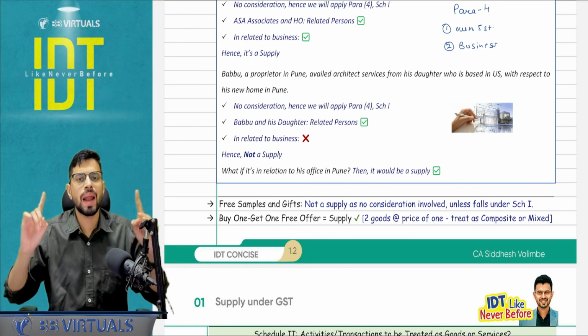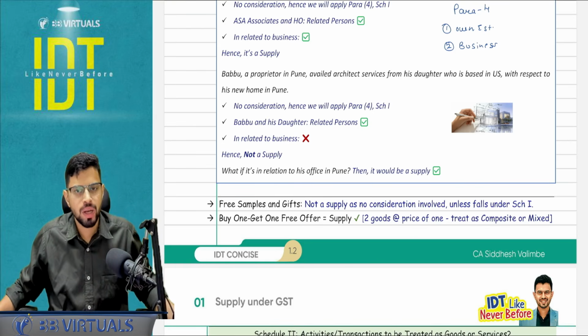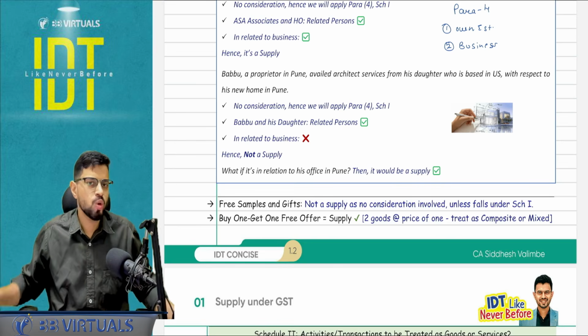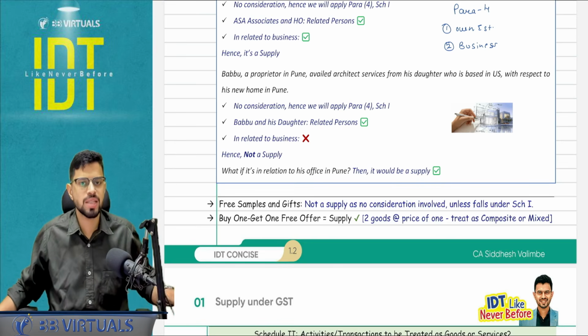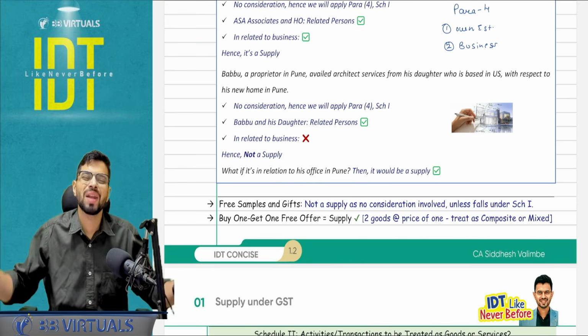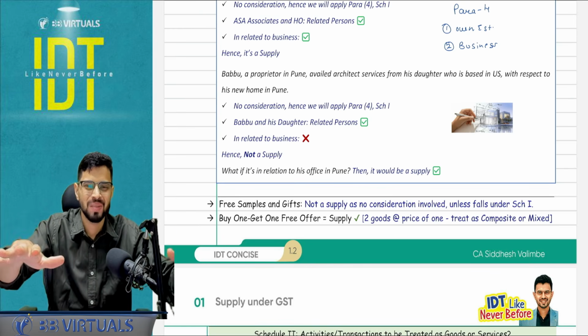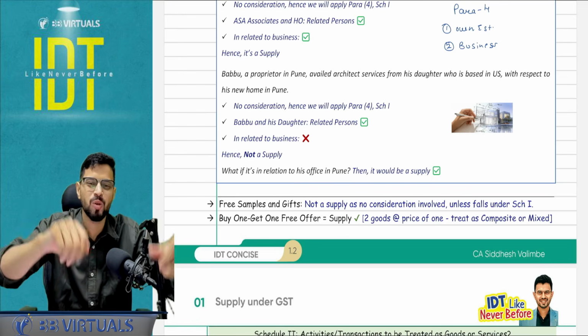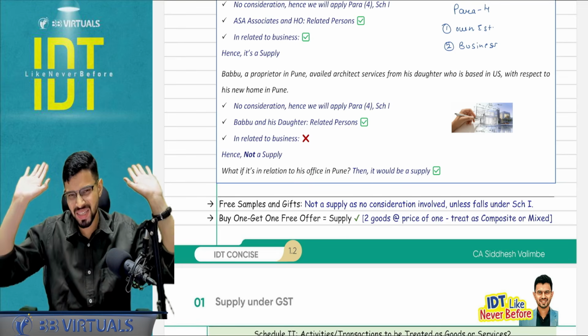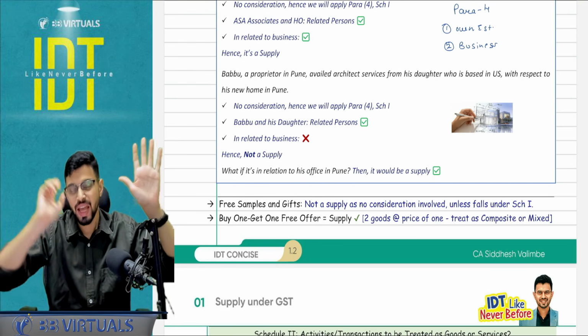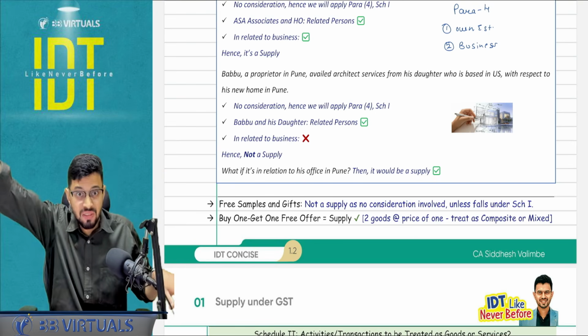Yes. So we will apply paragraph number 4, schedule number 1. 2 conditions. Is it a related person? Yes, the daughter is a related person. But is it for business? No. The Finance Minister says okay. In Hindi we say ghar ki baat. It's a matter of your home. It's a personal matter, not related to your business. Okay, then we will not charge GST. Fine. If you charge consideration, then 7(1)(b) will apply.